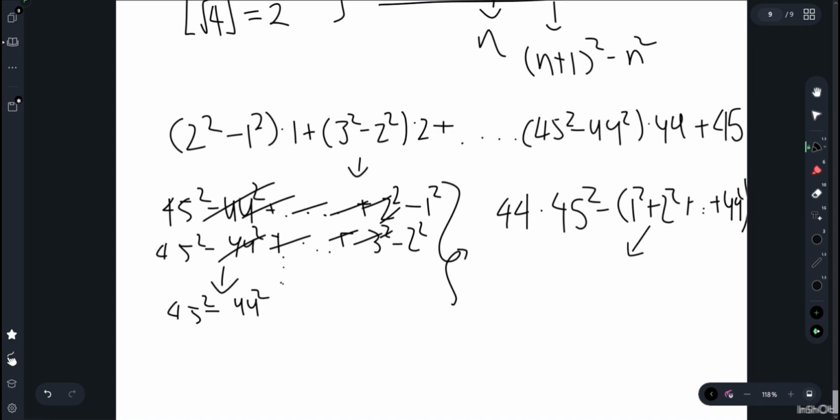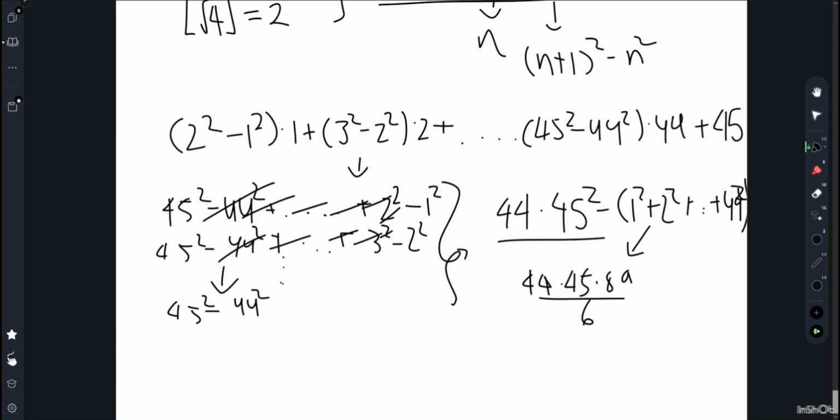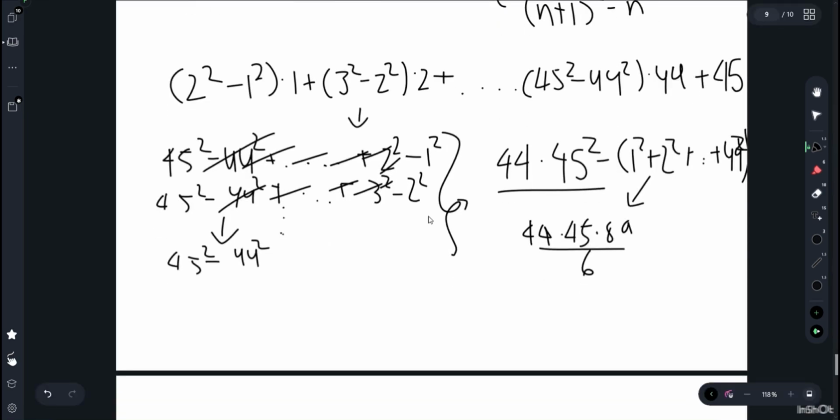So now we know the sum of this is 44 times 45 times 89 all over 4, all over 6, and this. So now we only want the ones digit, so we can take mod 10 for only the ones digit.